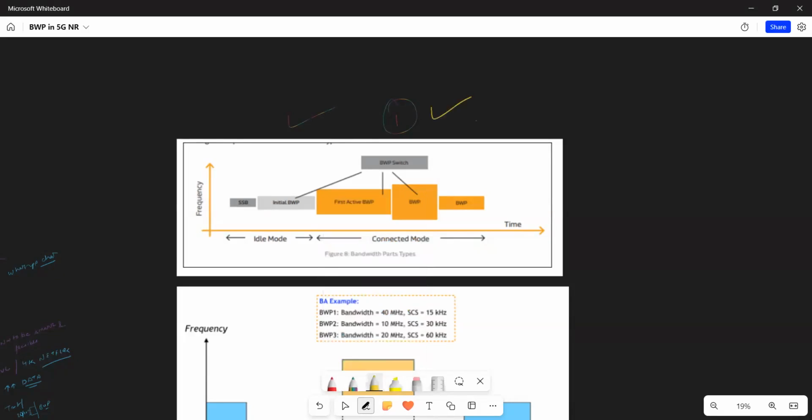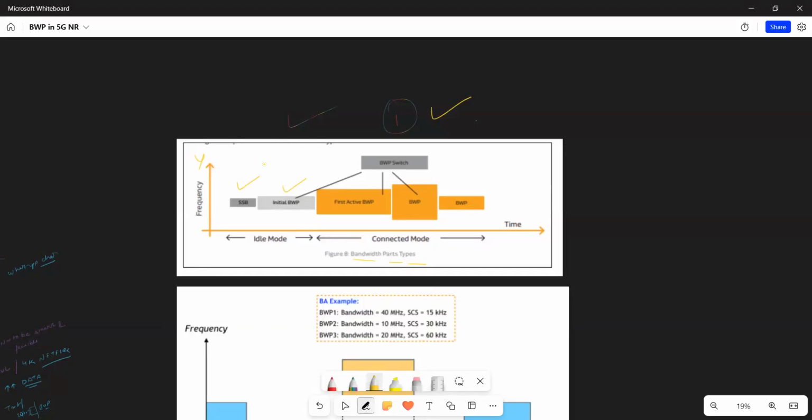Okay. So this very first diagram says, on the y-axis we have frequency, and on the x-axis this is your time basically. This figure shows bandwidth part types. The very first you see is the SSB, then your initial BWP. I told you already, the initial BWP is for your RACH and synchronization purpose, uplink synchronization.